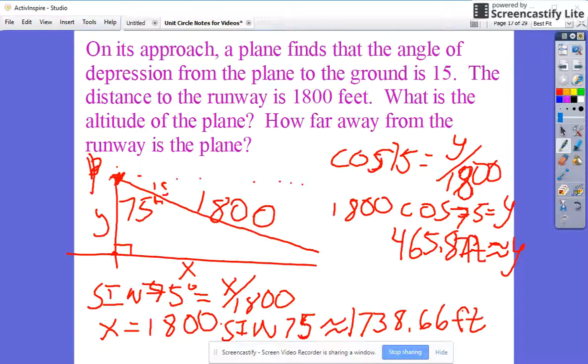Okay, so how about another one? So this is angle of depression. And one of the big things to recap real quick to remind you of is that when you look at angle of depression, you're just saying, I'm going to draw a horizontal line. The distance down is my angle of depression.